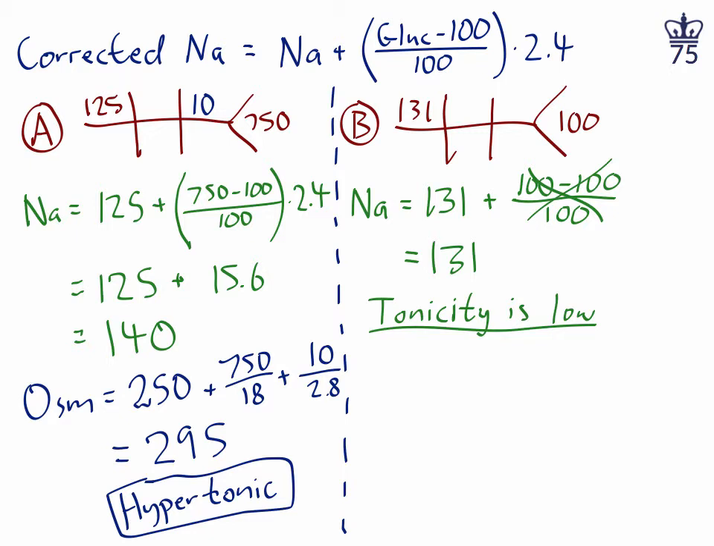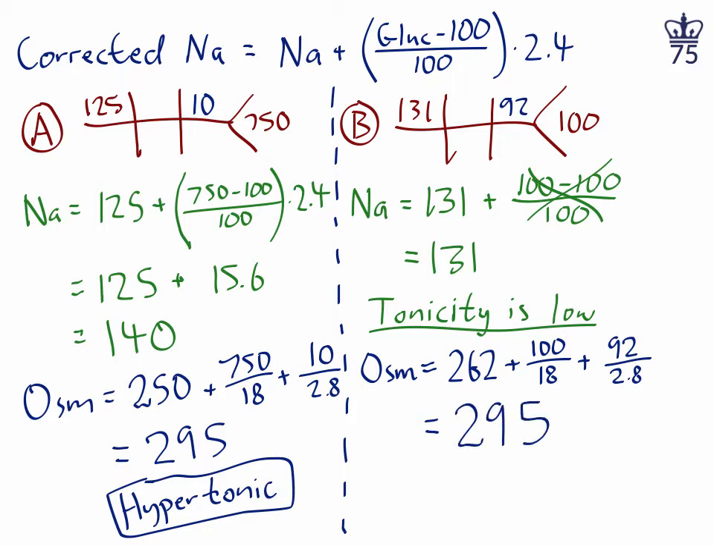To make one more thing clear, with patient B, let's assume that they are in renal failure, with a sodium of 131, a glucose of 100, and a BUN of 92. What is the osmolality? Using the same equation with which you should now be familiar, it turns out that patient B has the same osmolality as patient A, 295. So why is it that patient B's hyponatremia is more concerning?